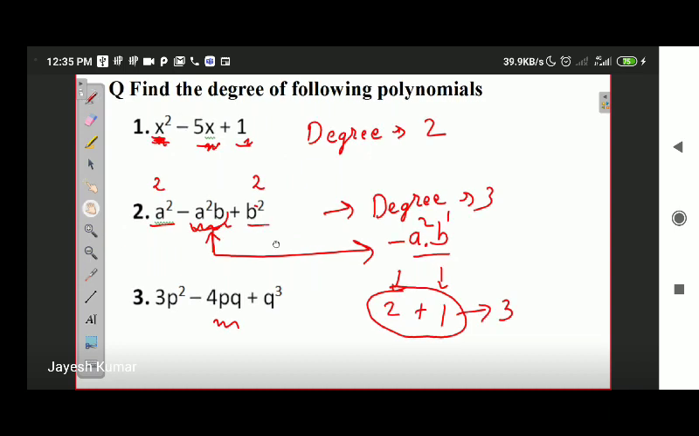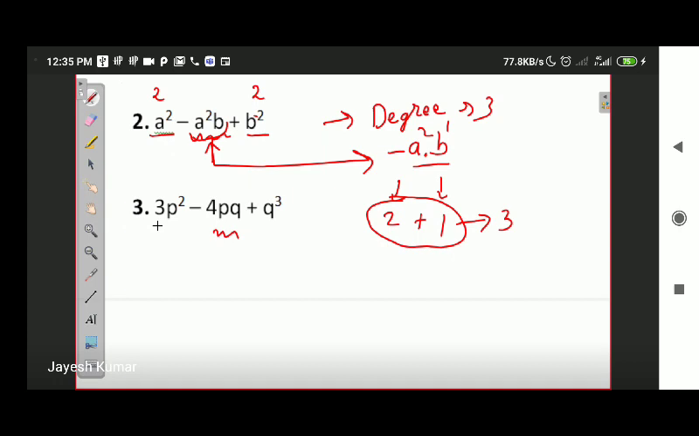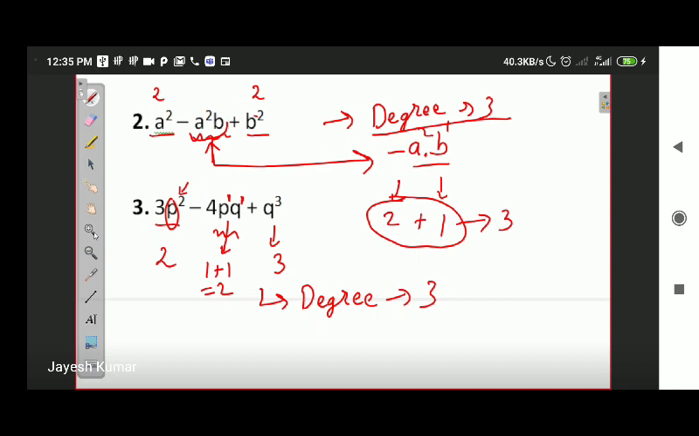Let's see question number 3. Question number 3 is 3p^2 q. This is called the power, the exponent part. For p, the power is 2. For q, the power is 3. For p into q, the power of p is 1, the power of q is 1. On adding 1 plus 1, you get 2. So the degree of this third part will be 3. The second part's degree is 3, the third part's degree is 3.